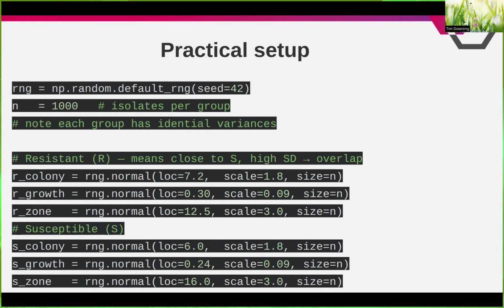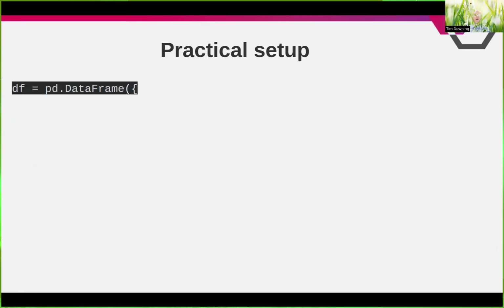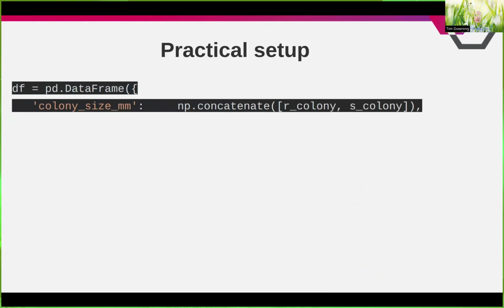And what you can see is that there's some subtle differences between the resistant, where the colony size is bigger in resistant than the susceptible. The rate of growth is slightly higher, and the zone of inhibition is understandably lower for the ones that are resistant because they're more resistant to the antibiotic. So we want to therefore create the data frame from this.